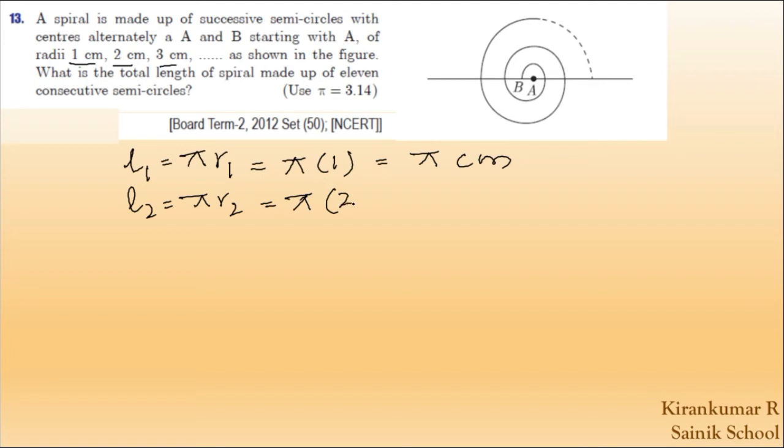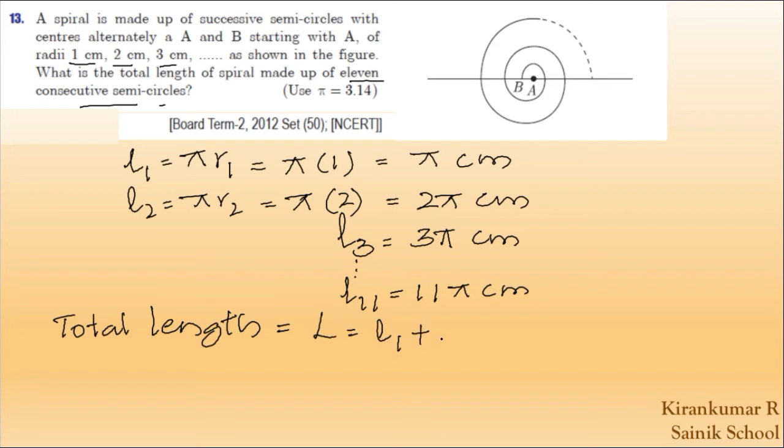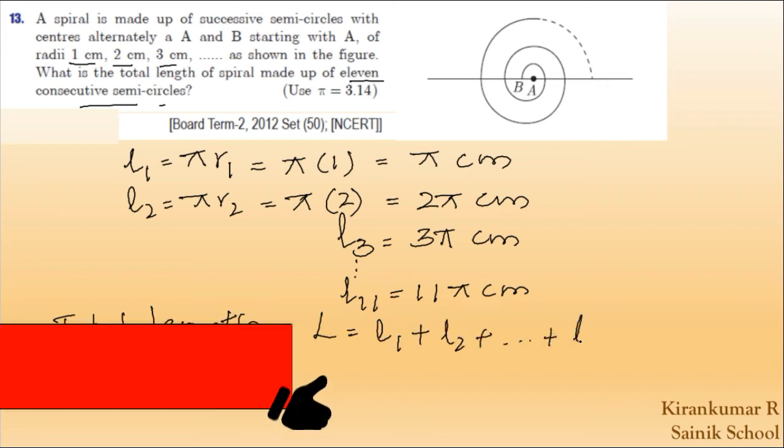Pi times R2 is 2, so we get 2 pi centimeter. Similarly, L3 becomes 3 pi centimeter, and they have given that it is made up of 11 consecutive semicircles. So on continuation, L11 will become 11 pi centimeter. So the total length of the spiral will be the sum L1 plus L2 plus so on till L11.